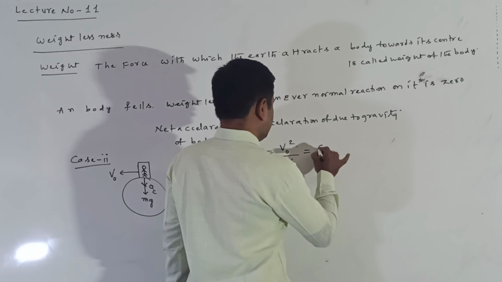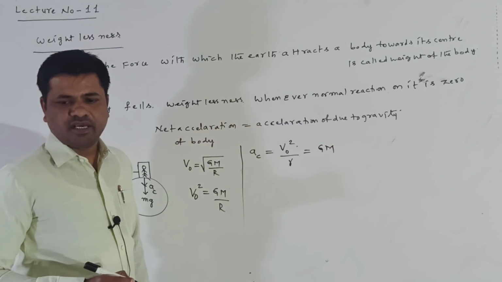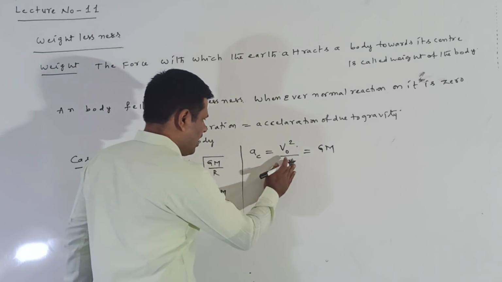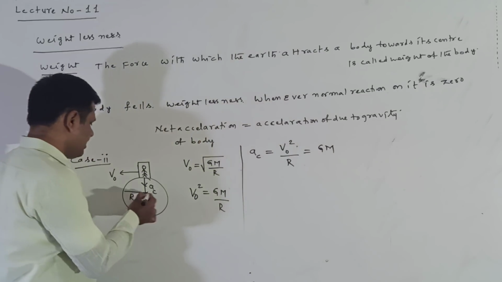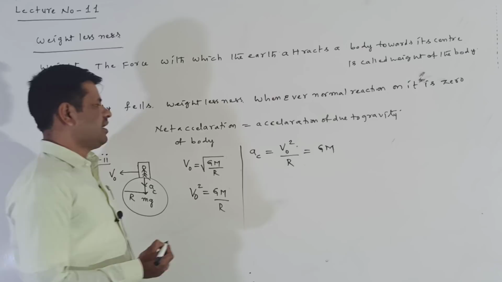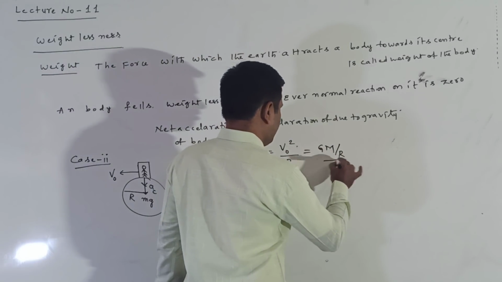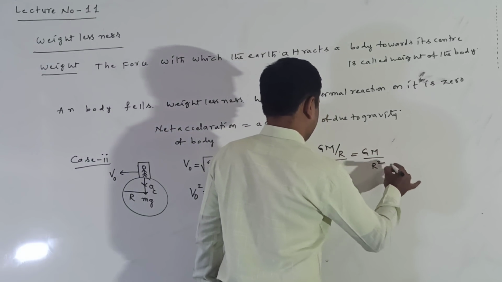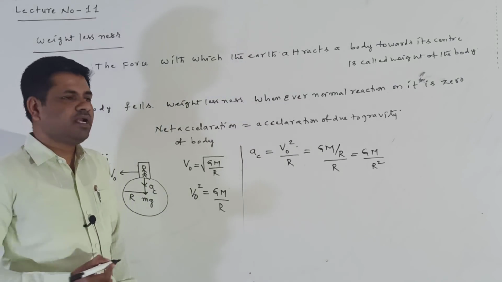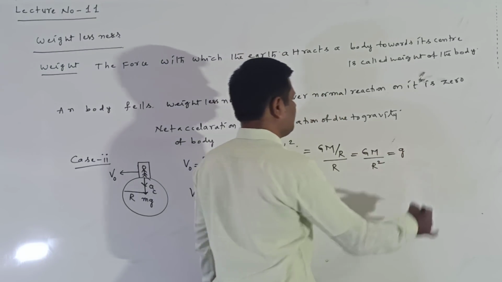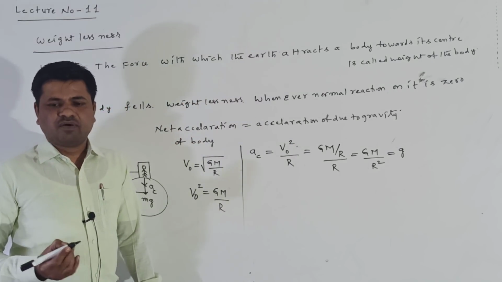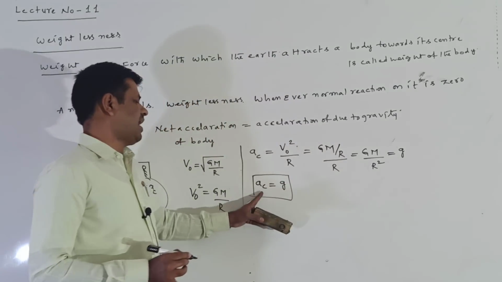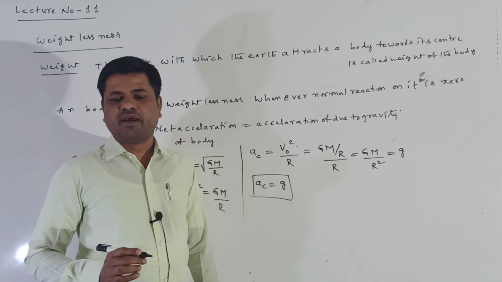Here the radius of the earth is capital R, so in the place of the small r, I am writing capital R, meaning the radius of the earth is capital R. So we already have v0 square equal to GM by R, divided by R. So we get GM by R square. This is acceleration, and GM by R square is the acceleration due to gravity, g. Means AC equal to g. The centripetal acceleration is equal to the acceleration due to gravity.